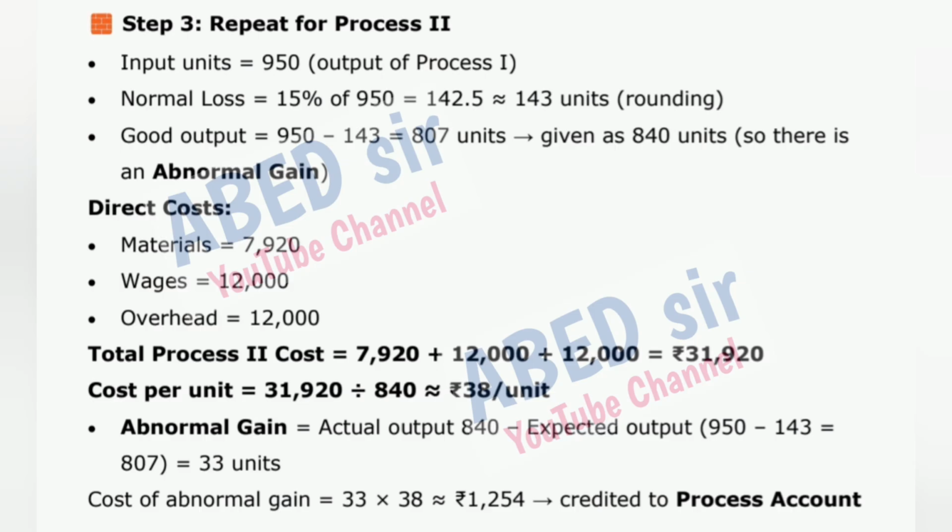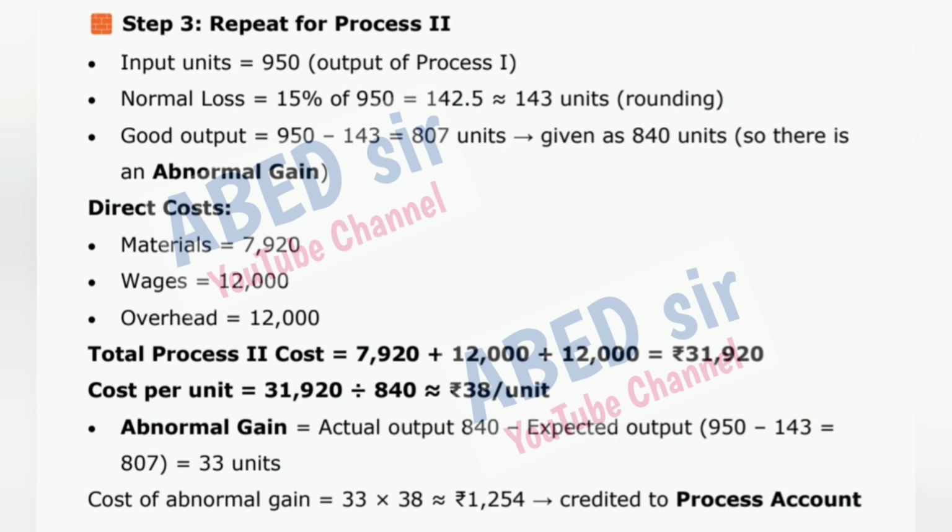Direct costs. Materials is equal to 7,920. Wages is equal to 12,000. Overhead is equal to 12,000. Total process 2 cost is equal to 7,920 plus 12,000 plus 12,000, which is equal to 31,920 rupees. Cost per unit is equal to 31,920 divided by 840, which is 38 rupees per unit.